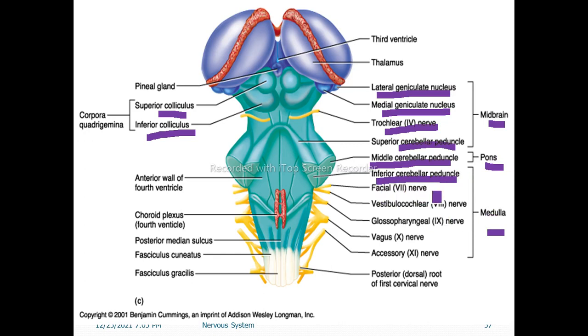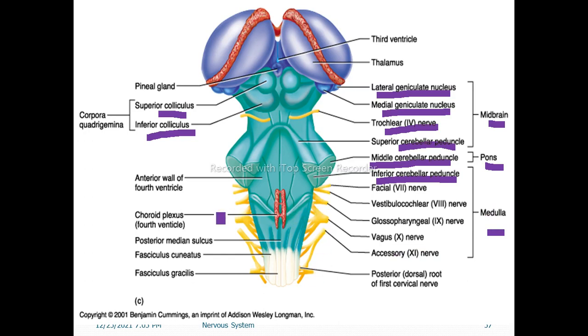And facial nerve, cranial nerve 7, vestibulocochlear nerve, cranial nerve 8, glossopharyngeal nerve, cranial nerve 9, vagus nerve, cranial nerve 10, accessory nerve, cranial nerve 11, and hypoglossal nerve are found on the medulla oblongata. Okay, found in the medulla oblongata section. All these are their roots.